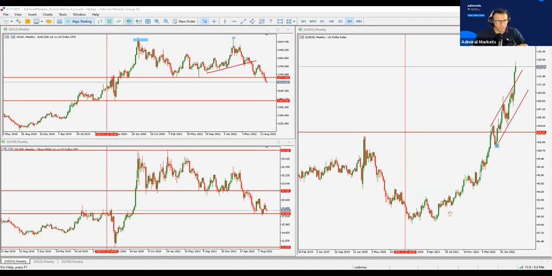Guys, can everyone see the MT5 platform? Is it okay? If I start talking, at least I know that I don't talk to myself.